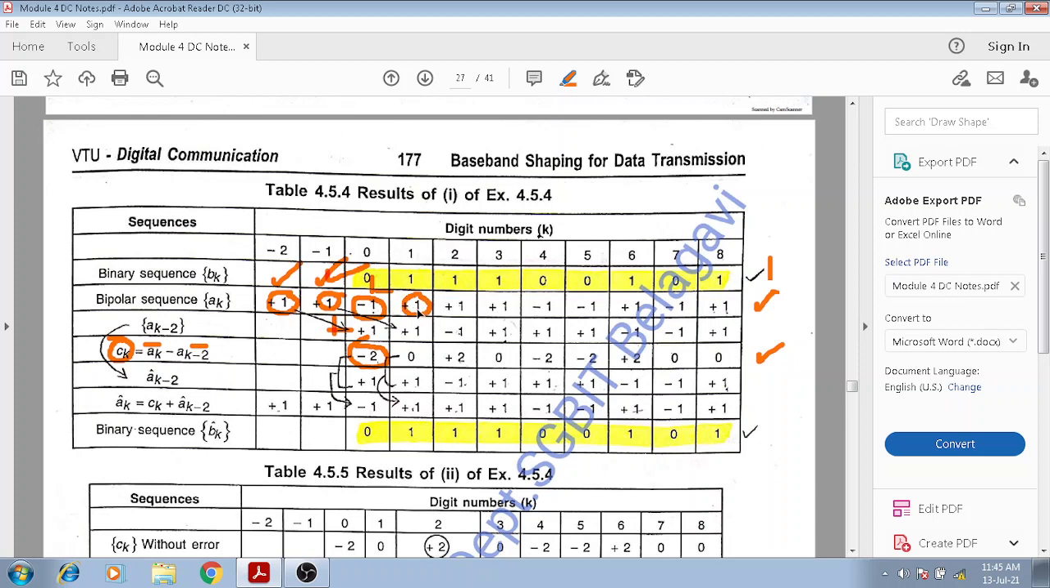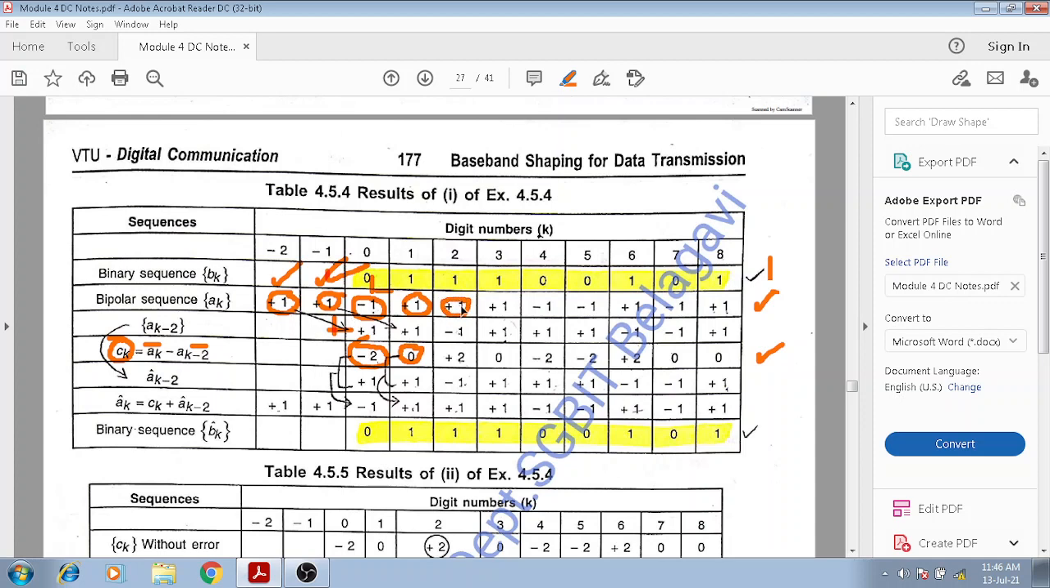Next is this bit, and for this bit, what is AK minus 2? Let's say this is AK, the present bit. This minus 1 becomes AK minus 1, and this plus 1 becomes AK minus 2. So you perform the subtraction between AK and AK minus 2, plus 1 and minus 1. 1 minus 1 is 0. So this is CK.